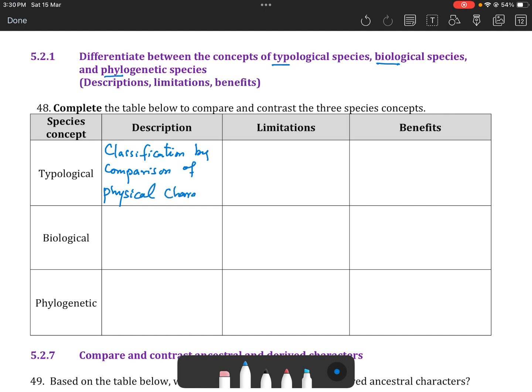And what is the limitation for this one? The limitation I will put in red. What's the limitation? Physical characters are too many, right? We have so many physical characters that we need to see. So these physical characters are a lot. So there is a variety of characters.